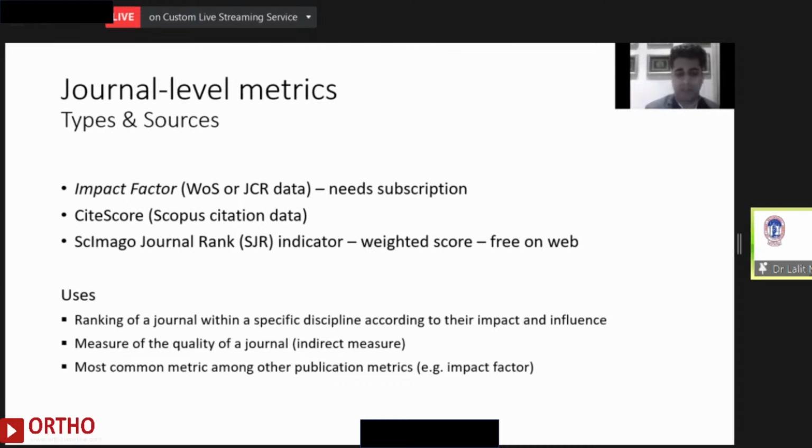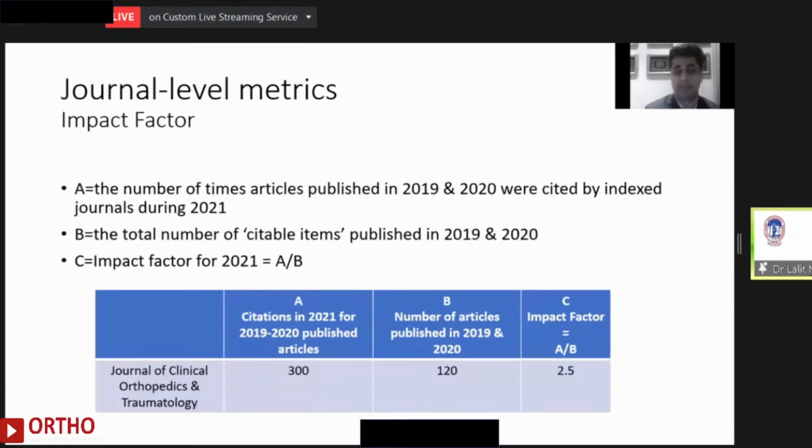And apart from that, the most commonly used index for measuring journal-level metrics is the impact factor. So say, for example, the number of times the articles published in 2019 and 2020, two years, were cited by indexed journals during 2021 was A, and the total number of citable items published in those two years was B. The impact factor would be A by B.